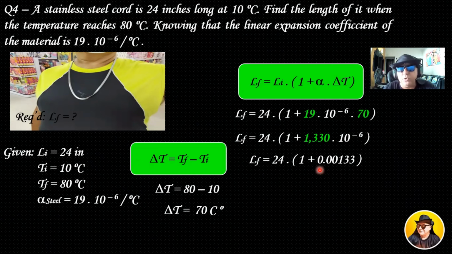0.00133. Now I'm going to add up with this one here. So 1 plus 0.00133. What it means? It means that this number 1 is going to be written right here. Okay? This way. You can see? Now, to finish my question, and give the result. The final length is 24 times 1.00133. So the final length is 24.032 inches. Okay, this is the answer. This is the final answer.